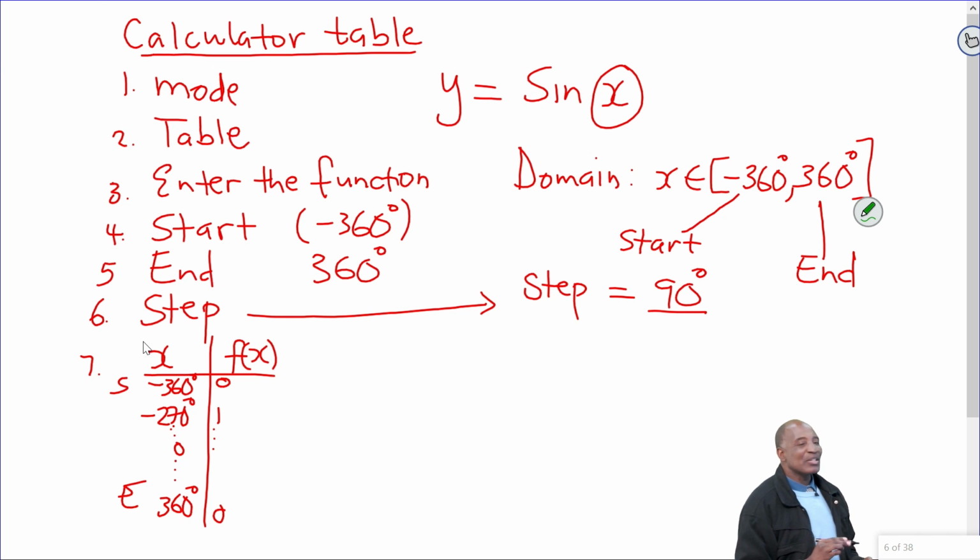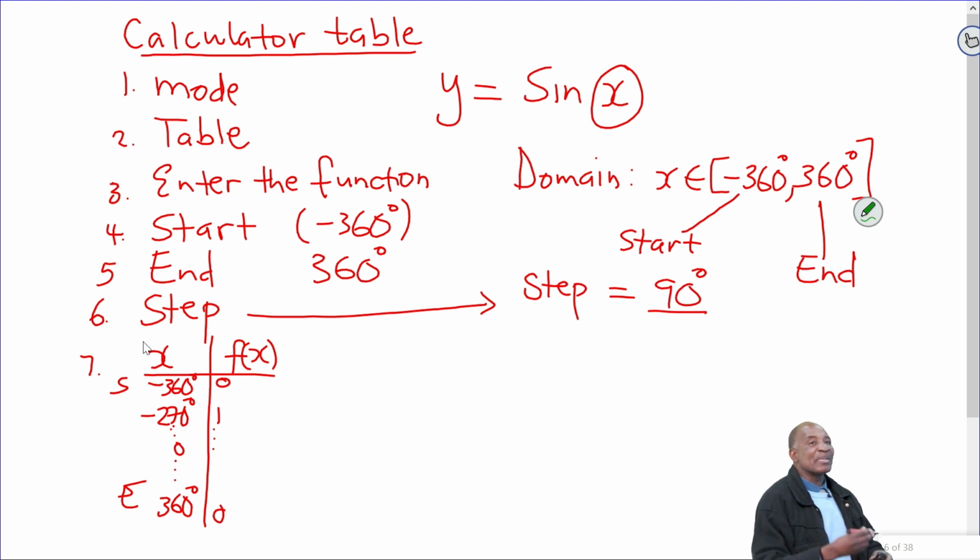Step number 1, you press mode. Step number 2, you press table. Step number 3, you enter the function. You enter your function. This time you press cos of x.